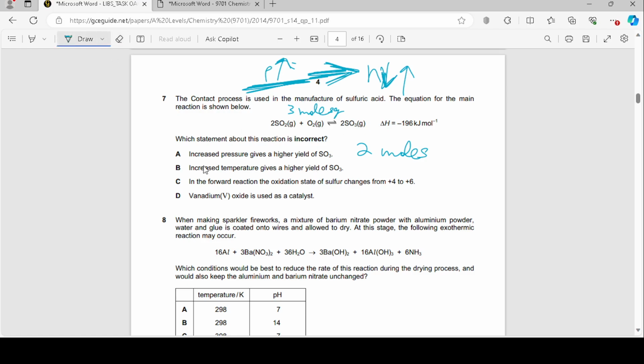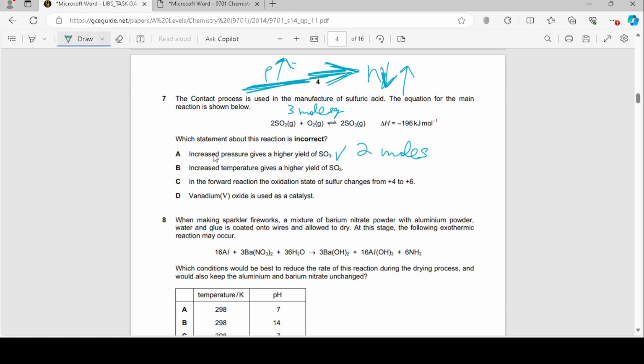So that means that increased pressure does indeed give a higher yield of SO3 because your reaction mixture, your equilibrium, will favor the right hand side, the forward reaction more, to decrease the number of moles and thus decrease the pressure and thus restore equilibrium according to Le Chatelier's principle, right? So A is correct, but we want an incorrect statement, so that means A cannot be our answer. And so we go to the next question.